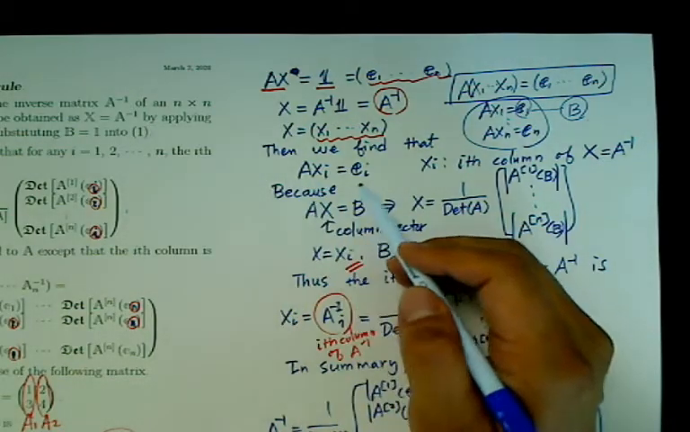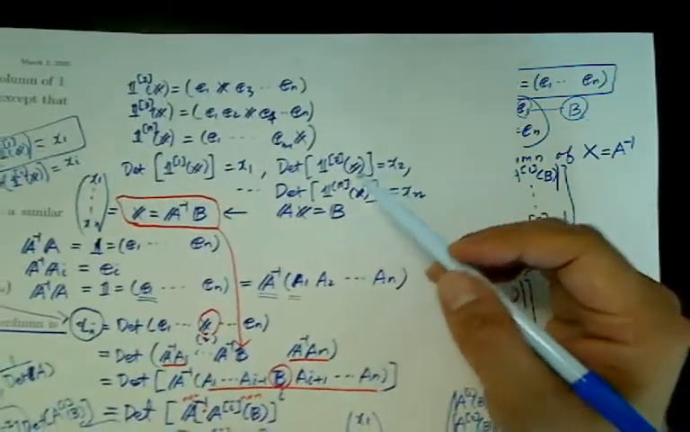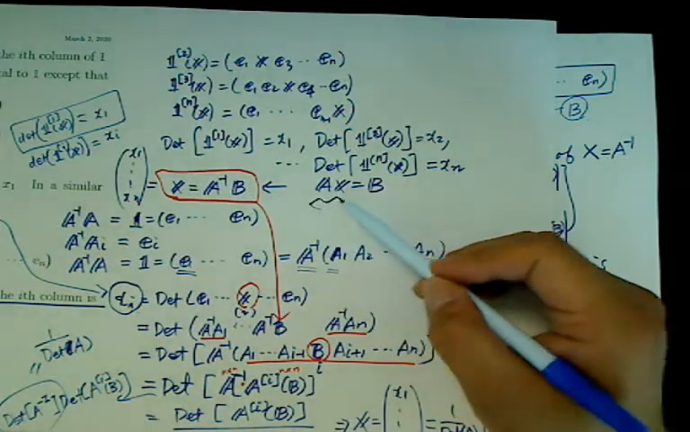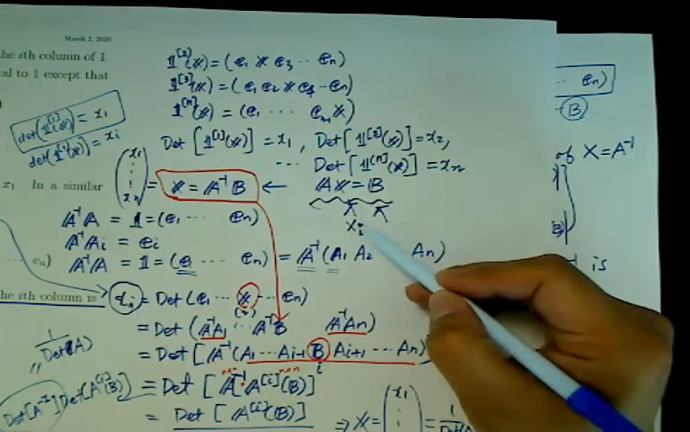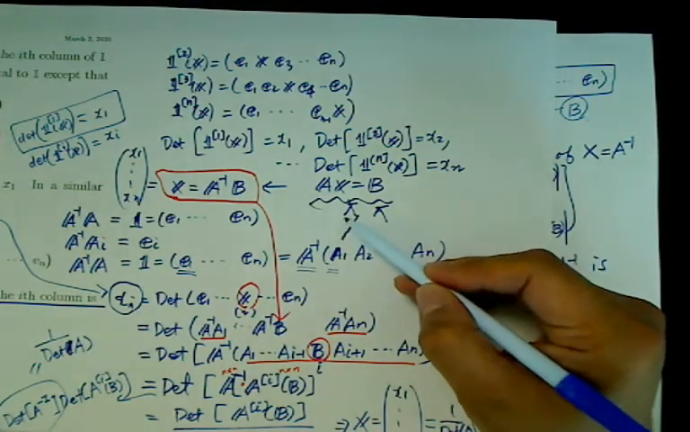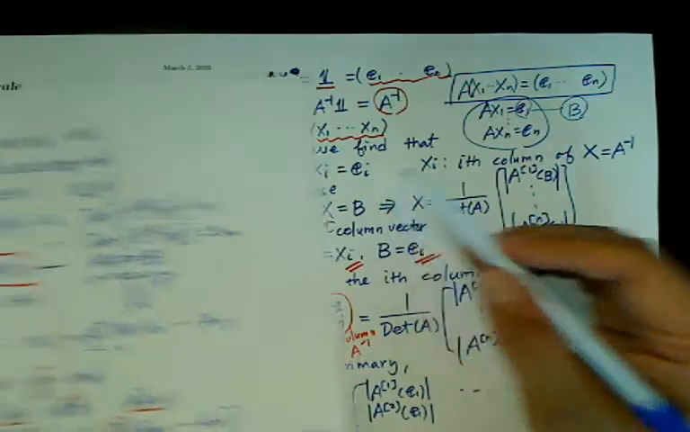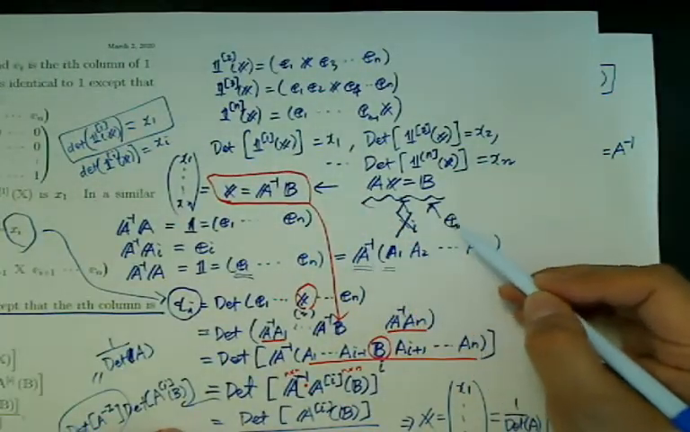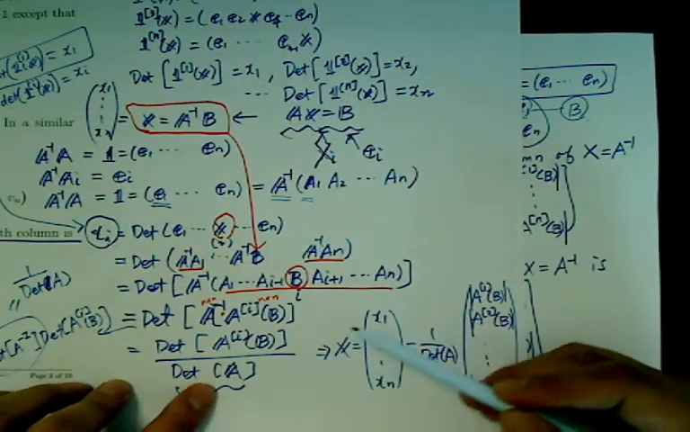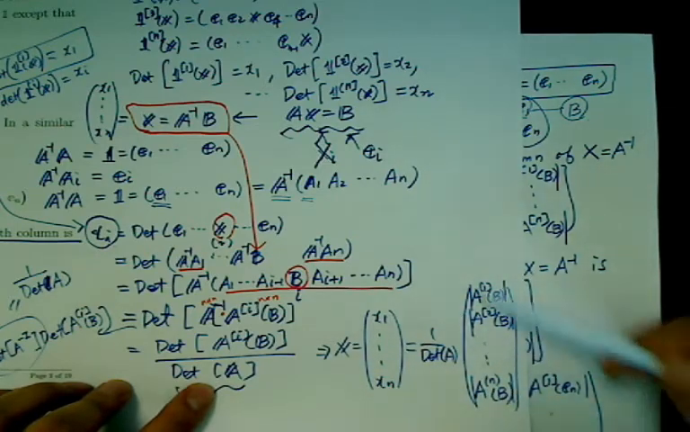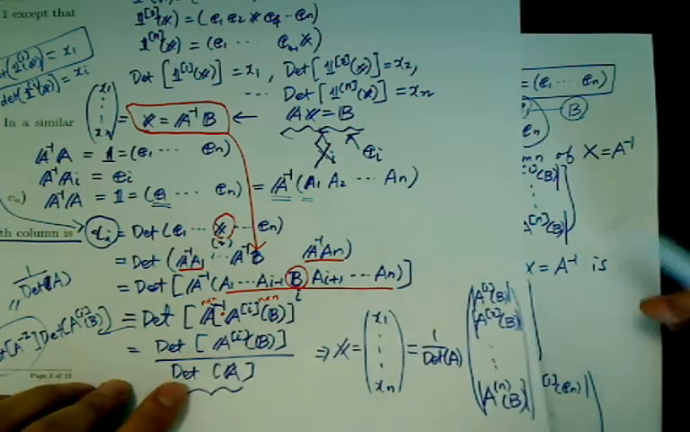Therefore, A xi equals ei is the same as AX equals B. The only thing is I replace the unknown with the ith column of the matrix X, and B is to be replaced with ei, and everything else will be identical.